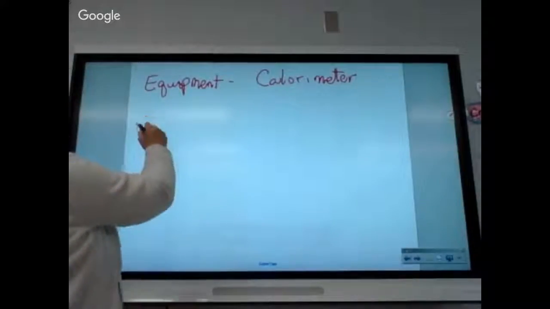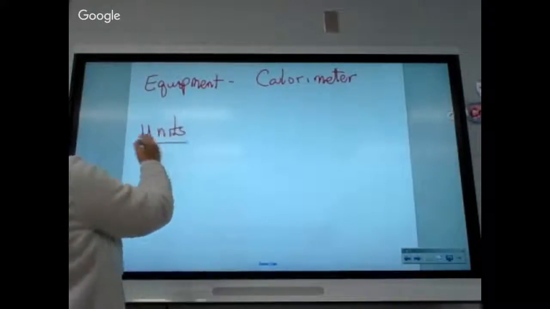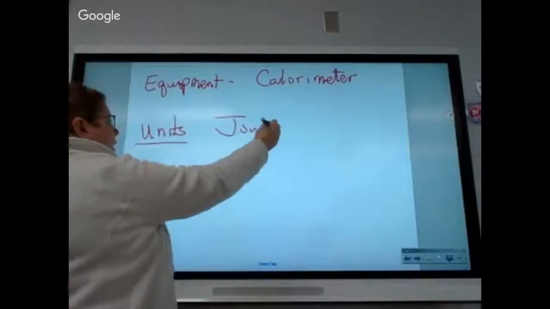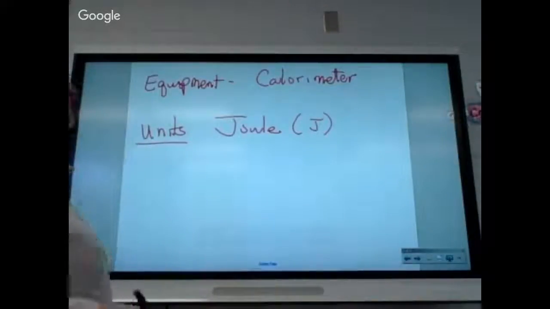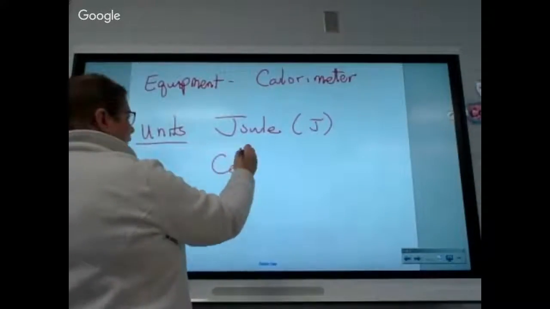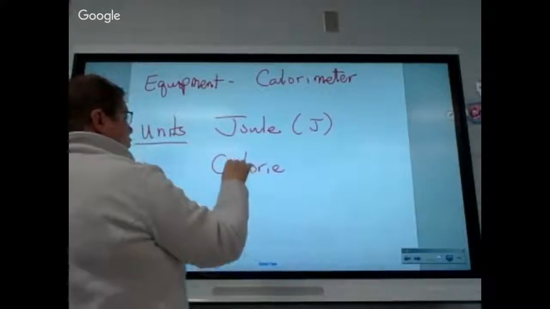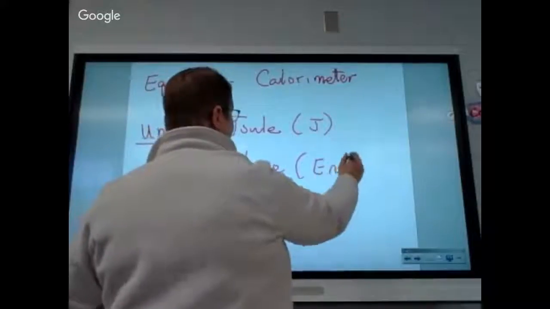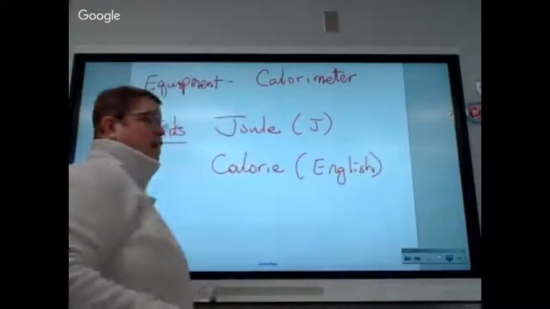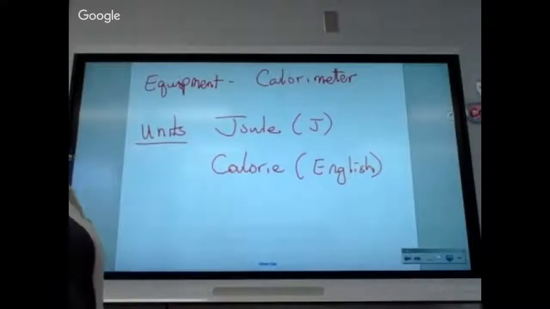The units that we use, we're going to use the joule. Joule is pronounced joule, not jowl, like somebody's jaws. The calorie is one you're probably more familiar with. The calorie, though, is the English unit. So we're not actually going to calculate with the calorie, but I put that up there because you guys are probably more familiar with it from foods. I know you see it on the sides of cans and things like that.